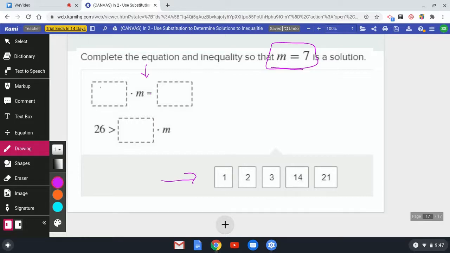I could do 3 times m, 7, right? Because wherever I see m, I put 7, equals, what would make that true? 21. So let's see if we can use the rest of the numbers.